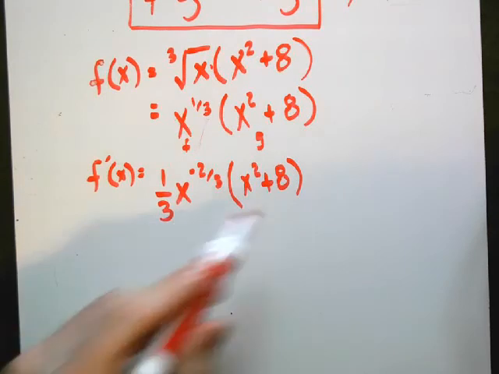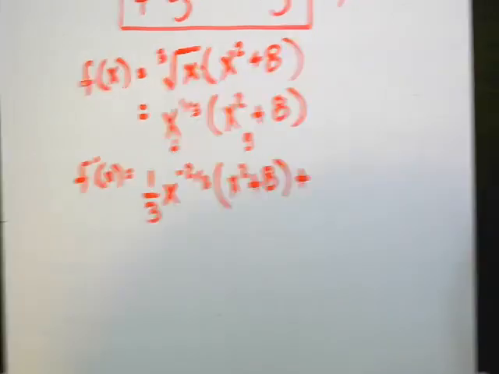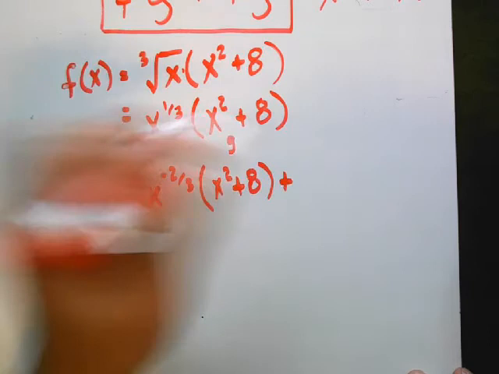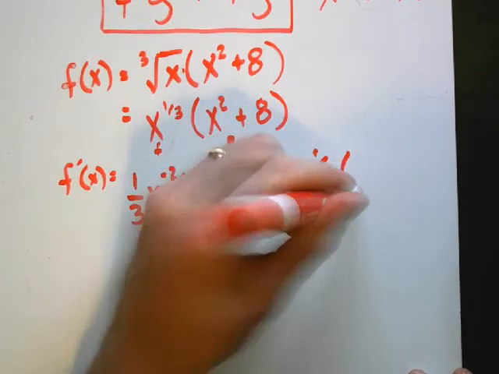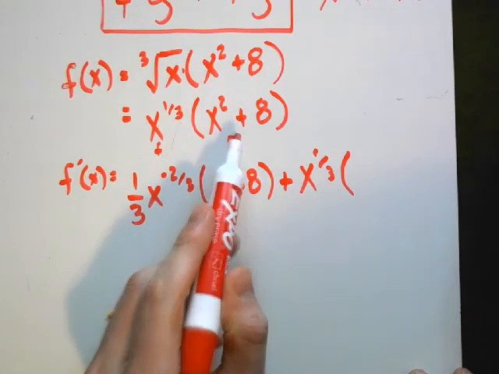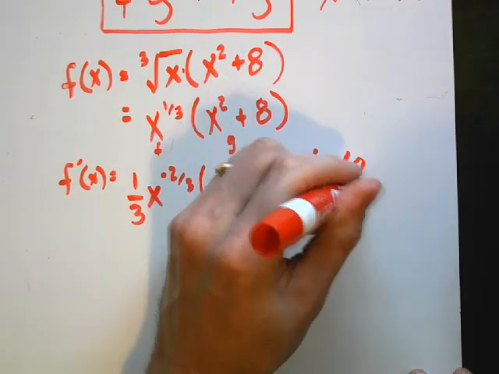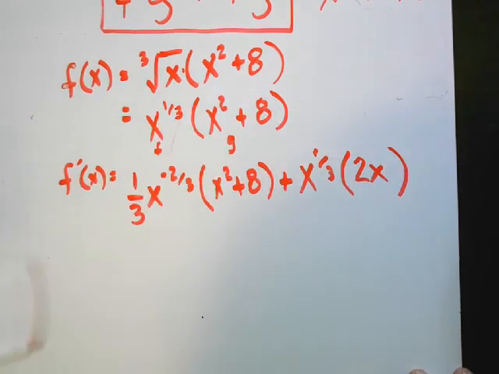Okay, so again, this is f prime times g plus, now we're going to do f times g prime. Okay, so f is still x to the 1/3. G prime is now the derivative of this piece. Okay, so the derivative of that is going to be 2x. Remember, constants go away when you're taking the derivative, it's just 0. So it's just 2x on the inside.